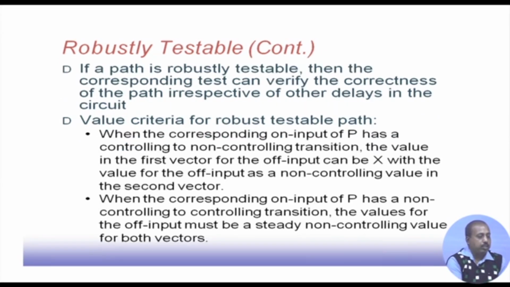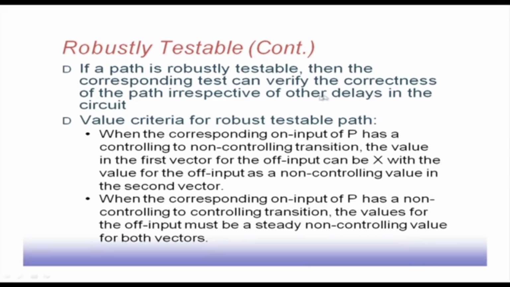So if a path is robustly testable, then the corresponding test can verify the correctness of the path irrespective of other delays in the circuit. This is a result that can be proved, that irrespective of other delays in the circuit, we can test this path. Now, what is the value criteria?